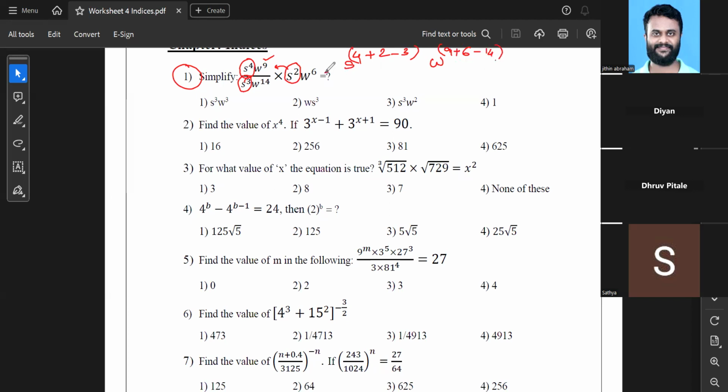Now let me figure out the answer. 4 plus 2 is 6, 6 minus 3 is 3, so s raised to 3. Then w: 9 plus 6 is 15, 15 minus 14 is 1. So w raised to 1, which means w. So s raised to 3 multiplied by w, or w multiplied by s raised to 3, both are one and the same. Hence option 2 will be your correct answer.